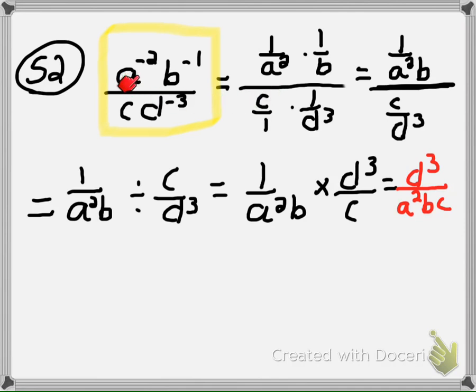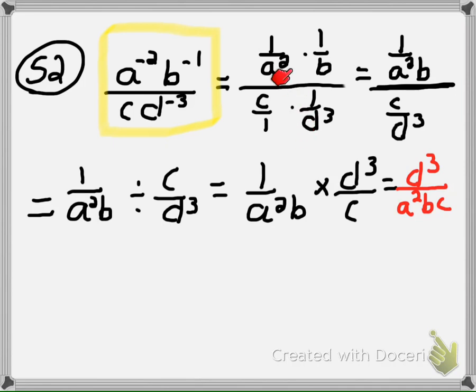A to the -2nd power can be written as 1 over a to the 2nd power. B to the -1st can be written as 1 over b, or 1 over b to the 1st if you prefer. And all of that is divided by, just like it was over here, c, which I can write as c over 1, times d to the 3rd, which I can write as 1 over d to the 3rd.